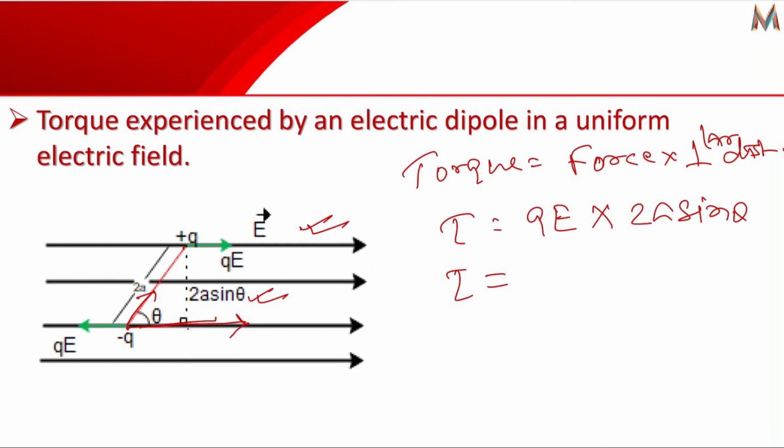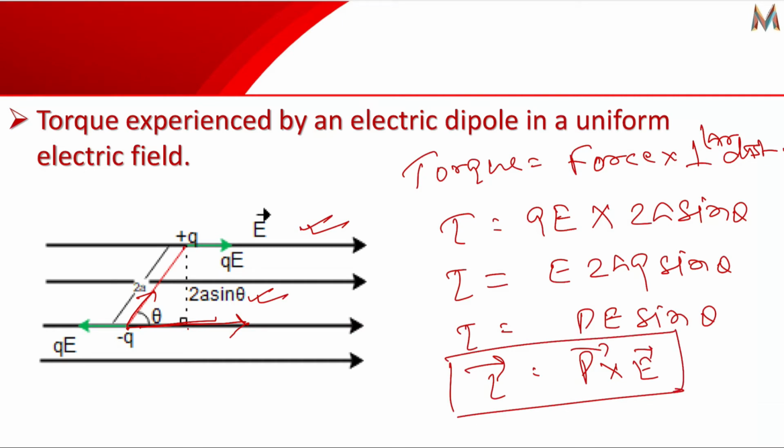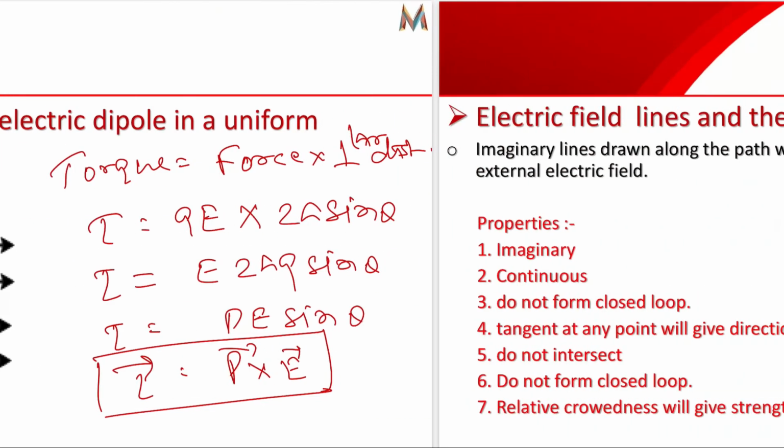That we can rearrange as E 2aq sin theta. That we can write as pE sin theta. Finally, in vector form, it will be p cross E. So this is the expression for torque when a dipole having dipole moment p is placed in a uniform external electric field.